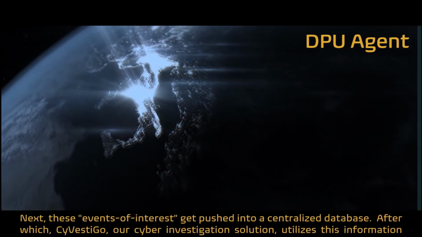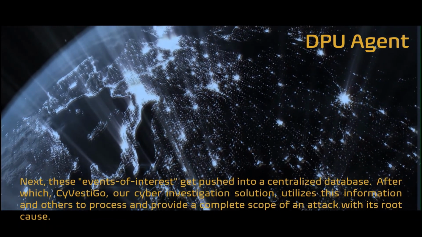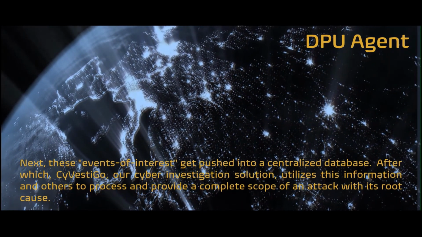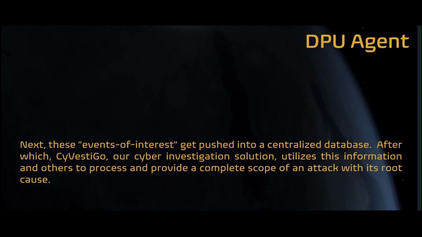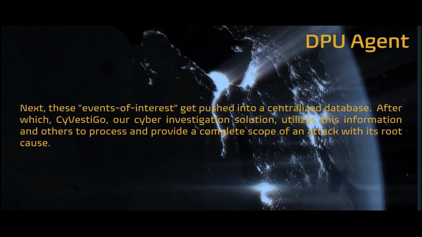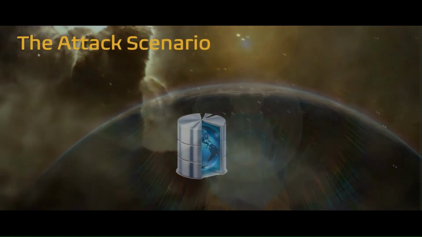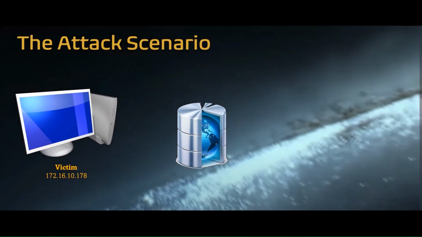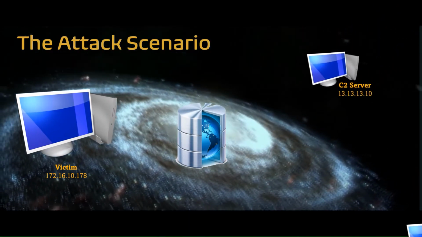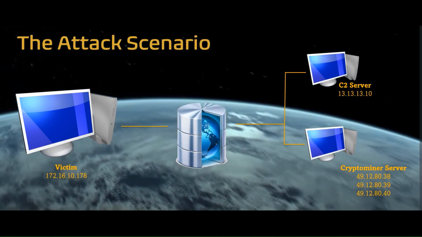Next, these events of interest get pushed into a centralized database. After that, CyVestiGO, our cyber investigation solution, utilizes this information and others to process and provide a complete scope of an attack with its root cause. To showcase the agent's capability, we have set up a crypto miner scenario that consists of a victim machine, a server labeled as C2, and multiple crypto miner servers.